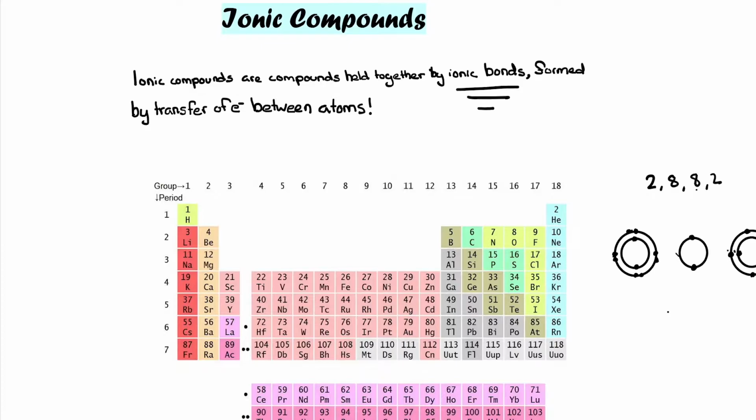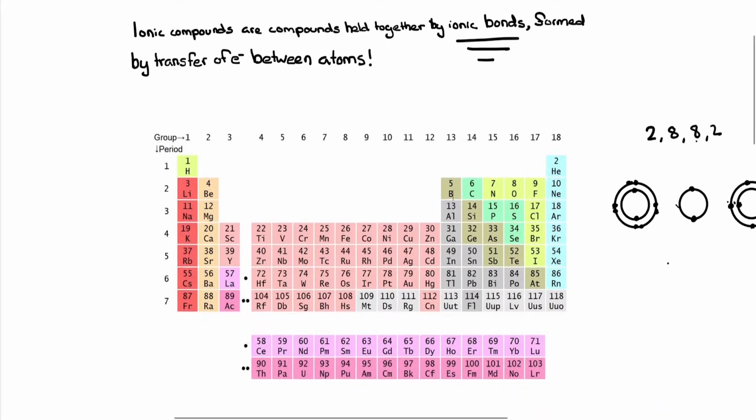Okay, so the first thing you should be able to do in regards to ionic compounds is identify them, because often you'll be given a mixture of different compounds and you need to identify whether a substance is ionic or not. So an ionic compound typically occurs between metals and nonmetals.